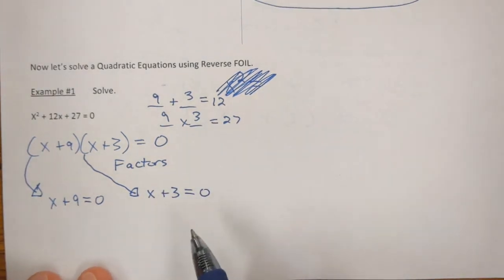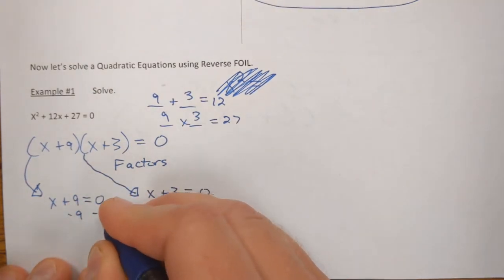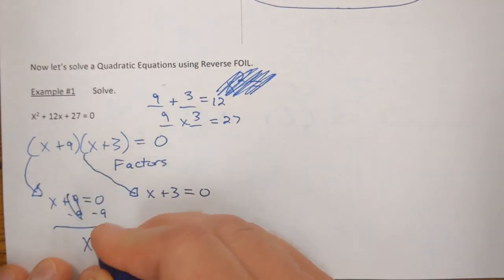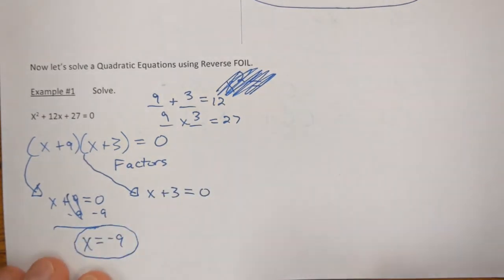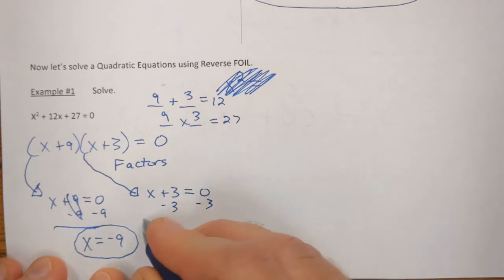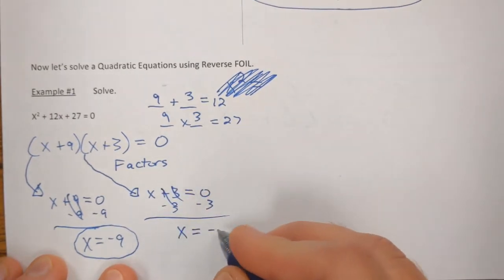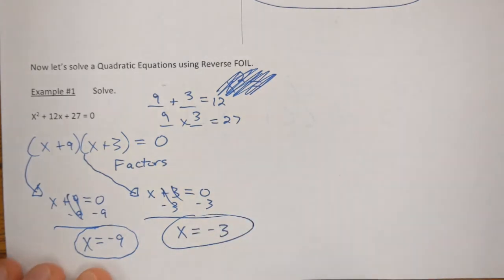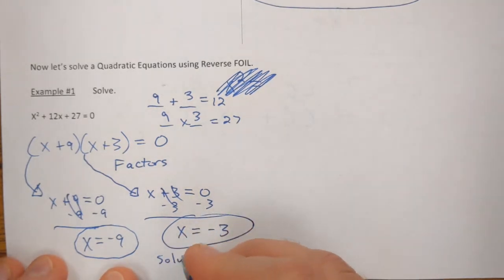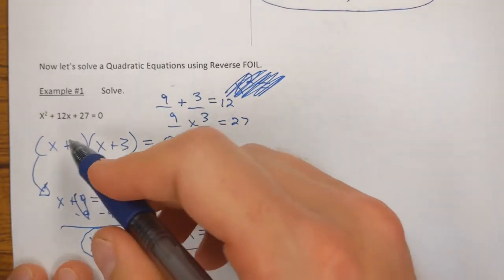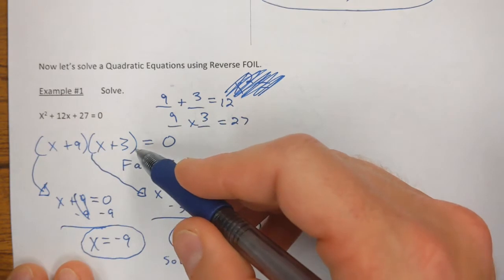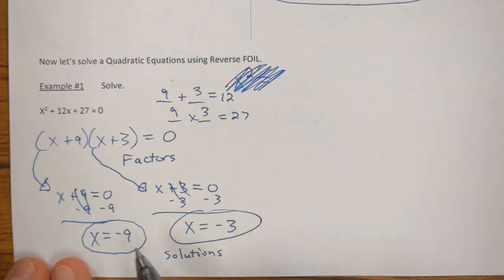Now, each of these equations is really easy to solve. Here, we would just subtract 9 from both sides, and we're left with x = -9, and that is my first solution. Over here, I subtract 3 from both sides. I'm left with x = -3, and that is my second solution. And it's important to notice this distinction here. If my factors are x + 9 and x + 3, then my solutions are going to be the opposite of that. My solutions are x = -9 and x = -3.